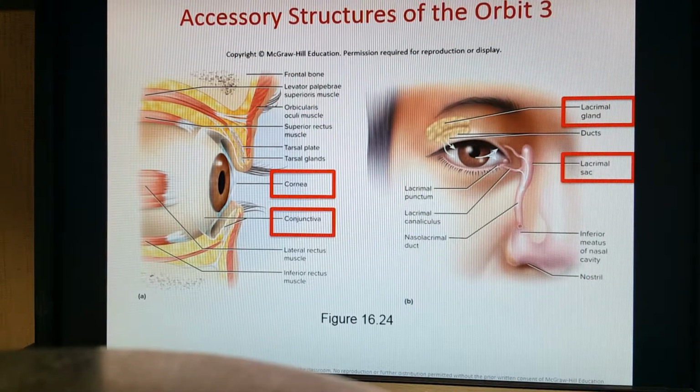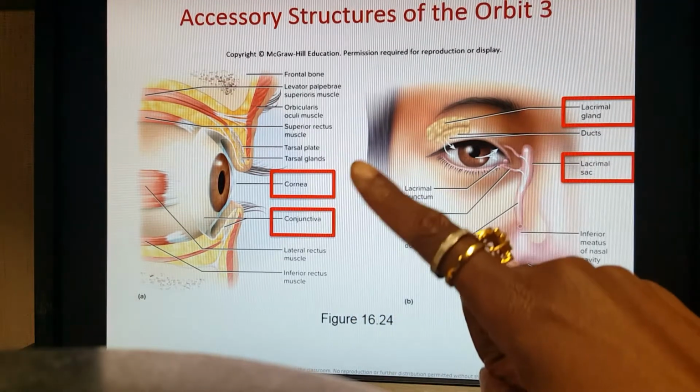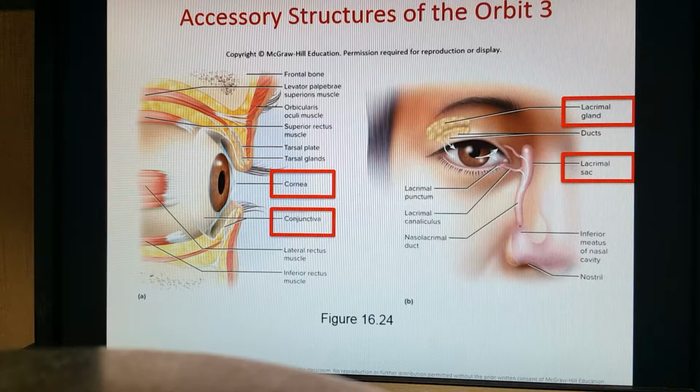So, accessory structures for the eye, stuff I want you to pay attention to, don't care about the rest of them. You have your cornea, which is the outside, front, anterior surface of the eye, very hard. Basically, its job is to protect the front surface of your eye. Of course, it's exposed to the outside environment, so it keeps your eye from getting scratched up.